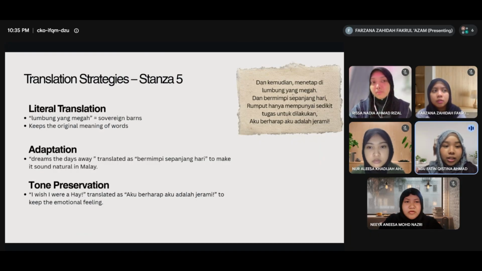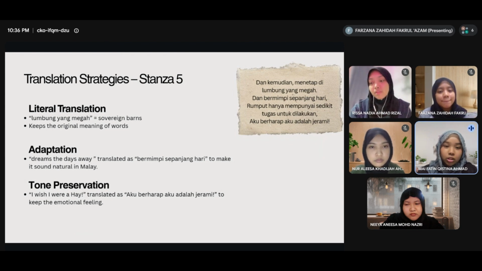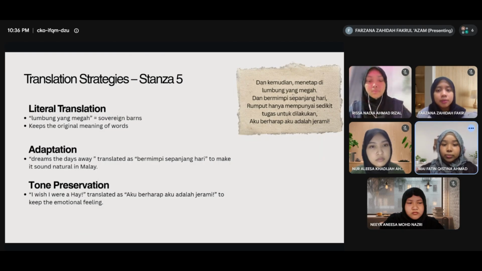The third one is I focus on tone preservation. The line "I wish I were a hay" was translated as "aku berharap aku adalah jerami." This is important because I wanted to keep the feeling of longing. The speaker is not just talking about grass, but also expressing a deep wish to live a peaceful and simple life like hay without stress or any responsibility. So overall, my translation tries to balance the meaning, natural Malay language, and also emotional tone. That's all for me.